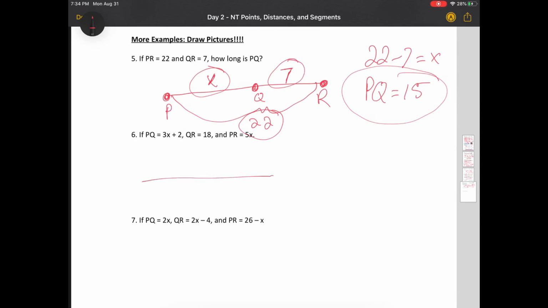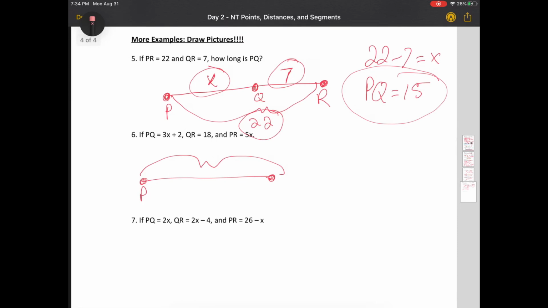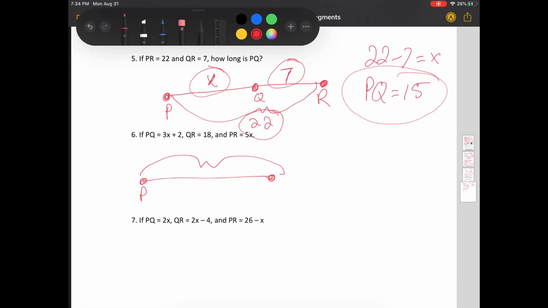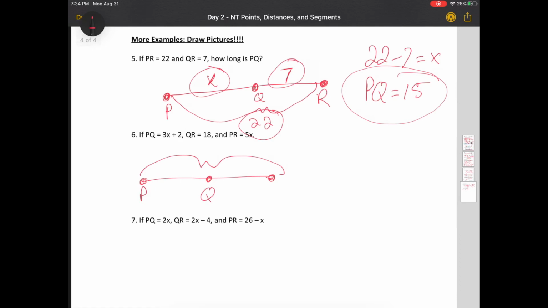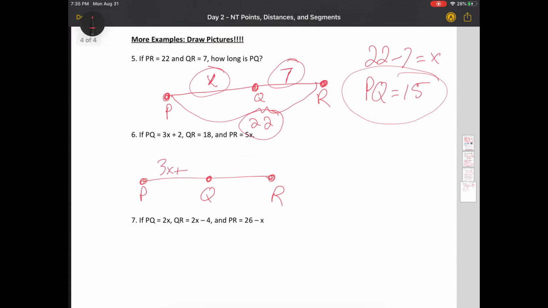So then for the next one, same thing. Same kind of diagram. Sorry there. Q is our midpoint, or our middle point. So if we put our Q in between, and we have our R at the end again, we have something like this. So from P to Q is 3x plus 2. Q to R is 18. And we're given our total distance with a variable, which is 5x.